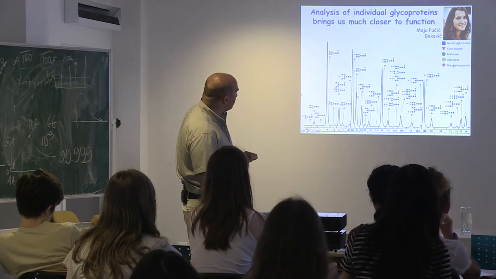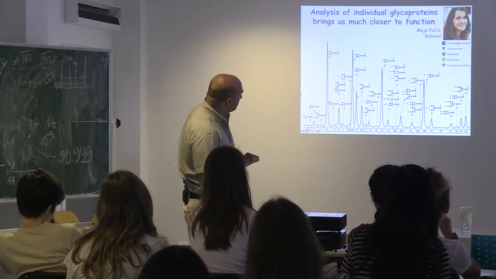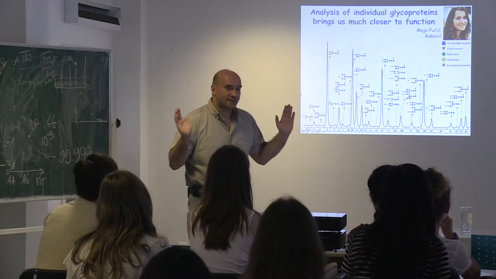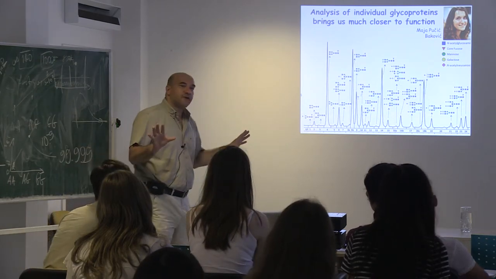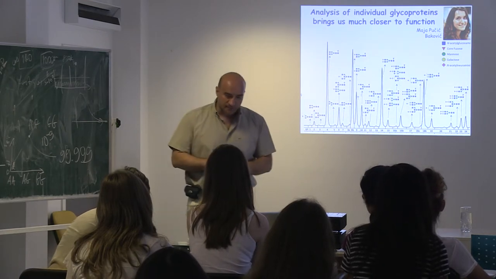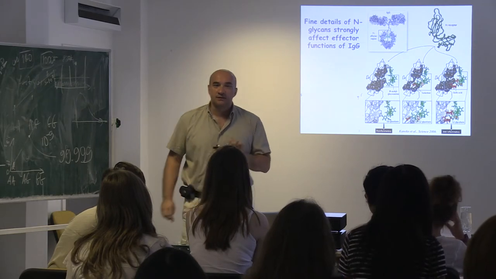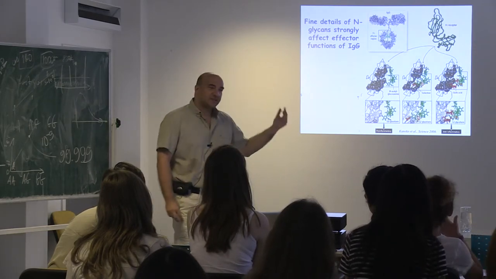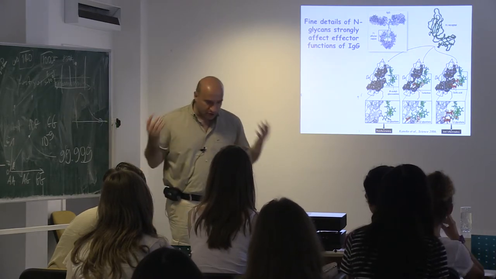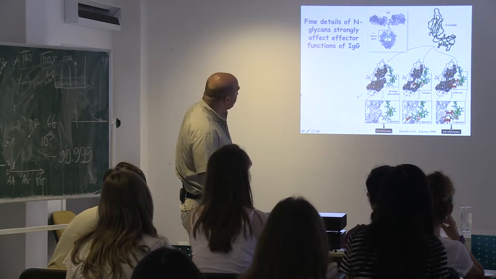Galactose can be extended with sialic acid, so you have sialylated glycans, and you can have something we call bisecting GlcNAc. So this is a GlcNAc in the middle of the two antennas. These are all the features of IgG glycosylation which exist on IgG. And they do have very important functional roles, and this has been studied by a number of groups in a number of different laboratories.